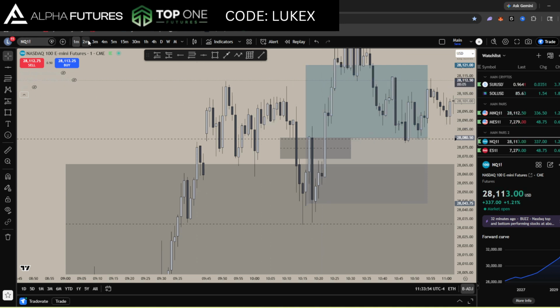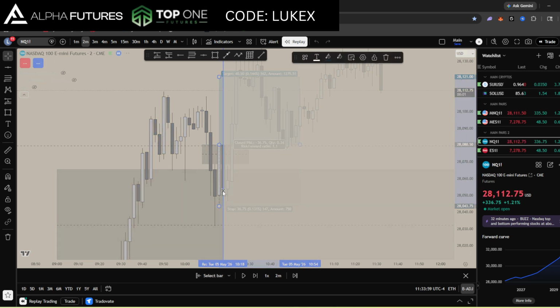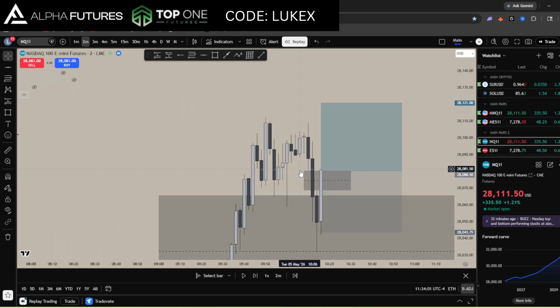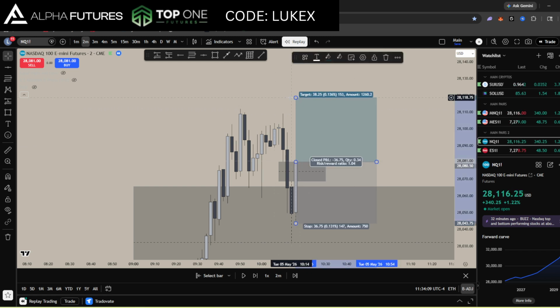So at this point, I'm looking for an entry, and I see this 2-minute gap right here. Let me just put this replay tool on really quick. So I see this 2-minute gap right here. I'm like, okay, if we inverse this with a strong close, I'm willing to take this. I can go break even here, and I can literally just go for like a 1-to-1, and that's literally it, right? That's all I was looking for, was a continuation back up to these highs.